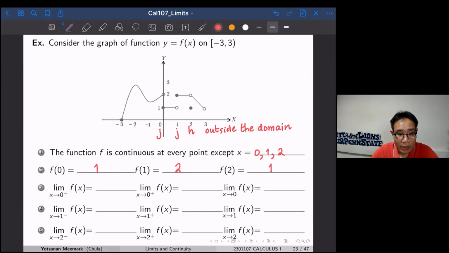And you have limit x go to 0 from the left turn out to be, okay, so let me use color here. So it's going to be number 2. Okay, and the limit x go to 0 from the right, okay, it's gonna be 1. Okay, and the limit x go to 0 of f(x) will be does not exist.